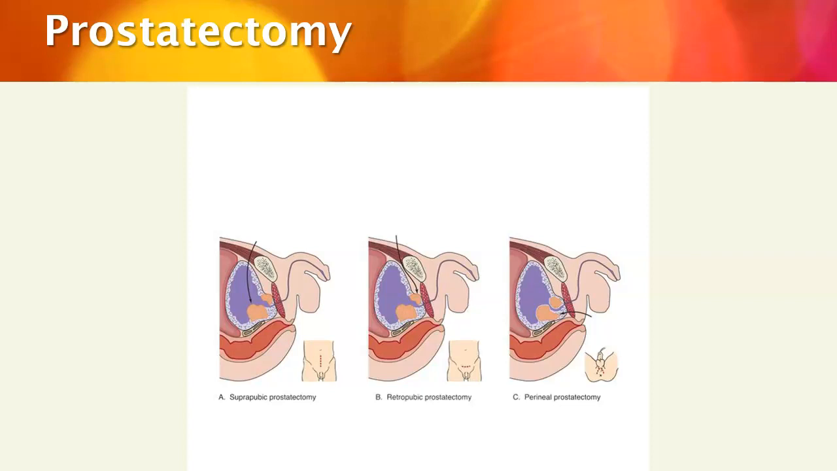And then you also have a perineal prostatectomy, which is actually very rare because, as you can see, the insertion site down there, the perineal area, is not ideal for surgical entry because of the risk of contamination in that area. So that will be the least likely route utilized.